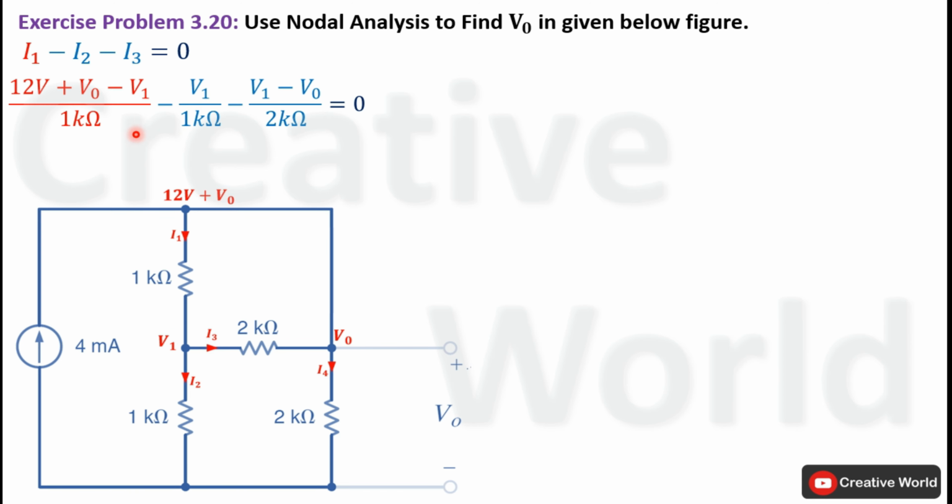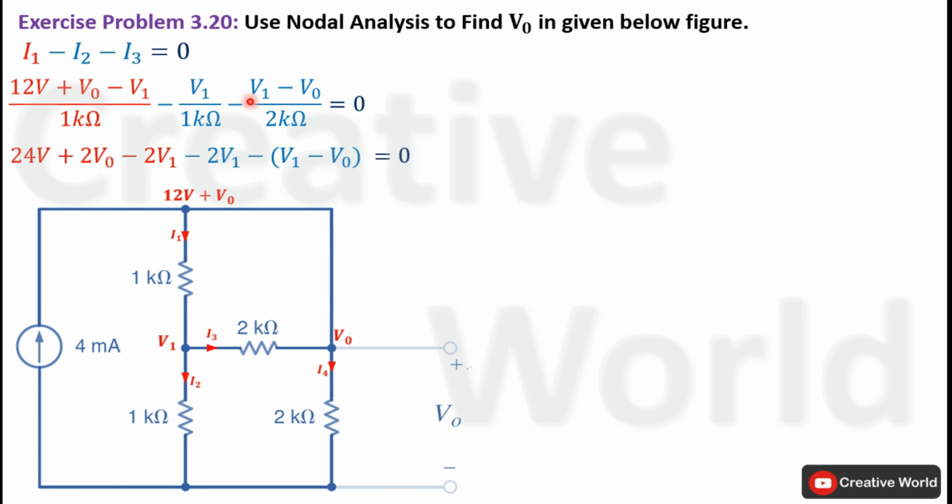Now in order to omit all denominator values, we will multiply this equation on both sides with 2 kilo ohm. Product of 2 kilo ohm and 1 kilo ohm in denominator will cancel out with each other, only 2 will be left, and that 2 will multiply with 12 volt plus V0 minus V1. It will become 24 volt plus 2V0 minus 2V1. Here product of 2 kilo ohm and 1 kilo ohm in denominator will cancel out with each other, only 2 will be left, and that 2 will multiply with V1, it will become 2V1.